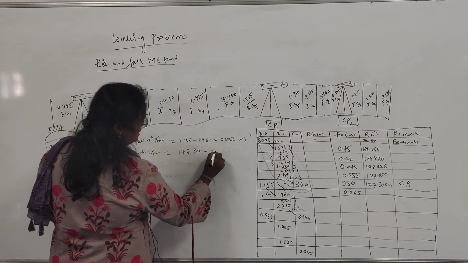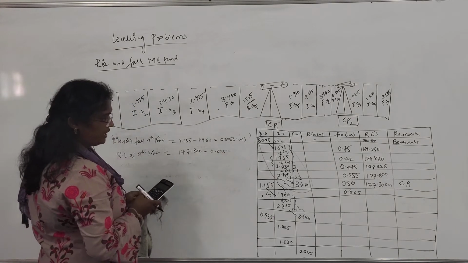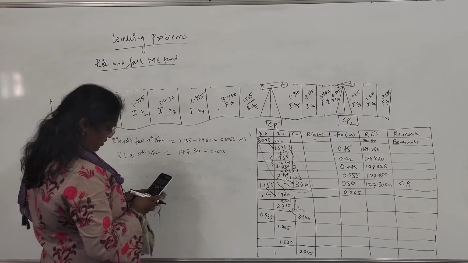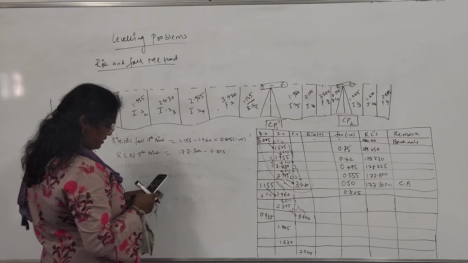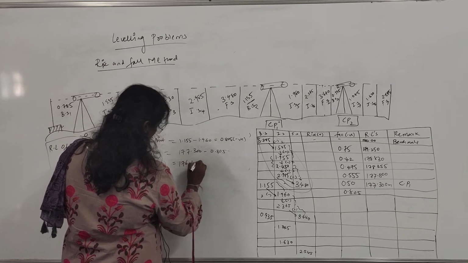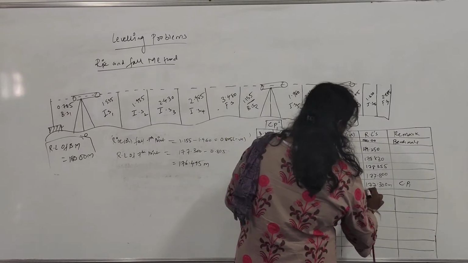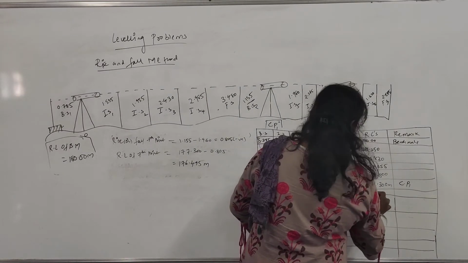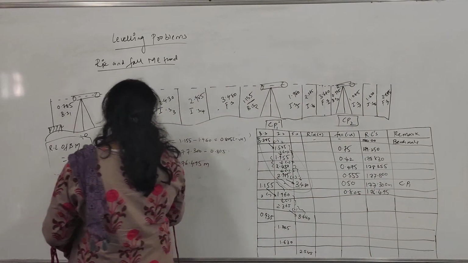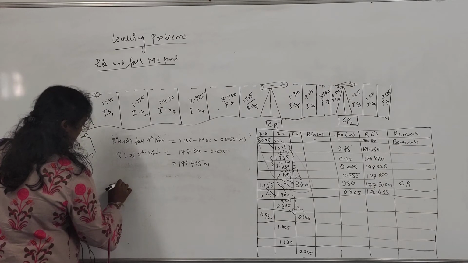What is the RL of the 7th point? 177.300 minus 0.805, right? 177.300 minus 0.805. So how much will it be? 176.495. So that will be 176.495. Right?